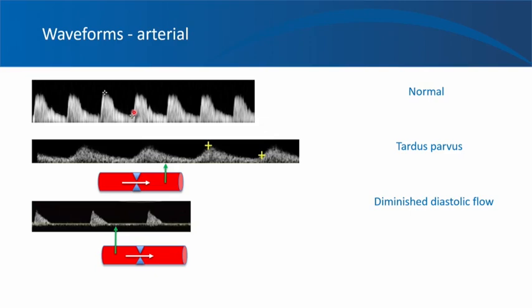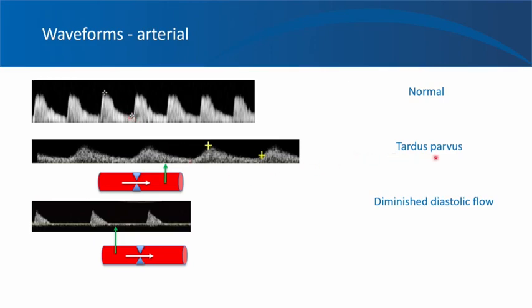Arterial waveforms. Renal artery stenosis evaluation is beyond the scope of POCUS, but you need to know what information you can get from the waveforms when you are scanning the intrarenal vessels. Incidentally, you might discover one of these abnormal waveforms when you are looking for resistive indices. So the first one is the normal waveform with nice systolic and diastolic waves here. This is the peak systolic velocity, and this is the end diastolic velocity.